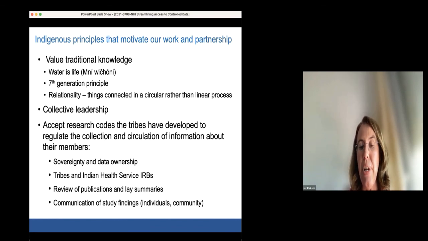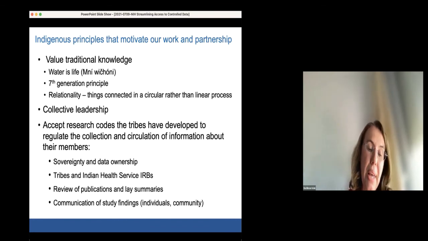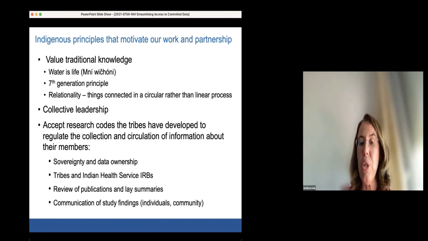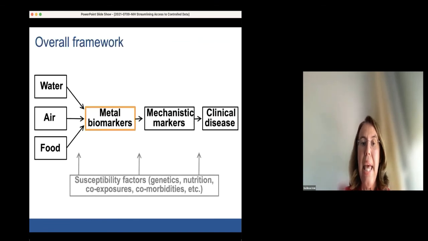And this is a big difference that I perceive as compared to the traditional way in which we do science. And they also review the publications and the lay summaries. So we need to provide the lay summary before they are submitted for a publication or for any formal dissemination, maybe through a presentation in a seminar like today. For that reason, I am only going to present today things that have been already reviewed and approved by the tribal communities.